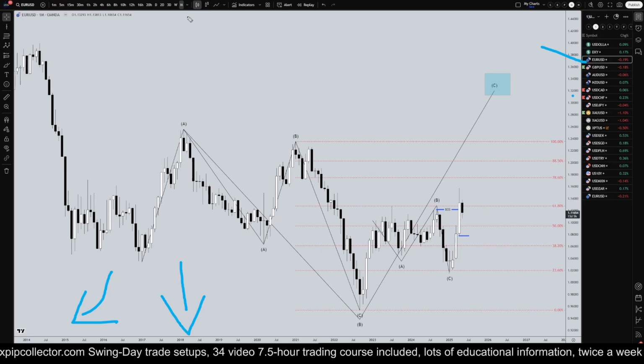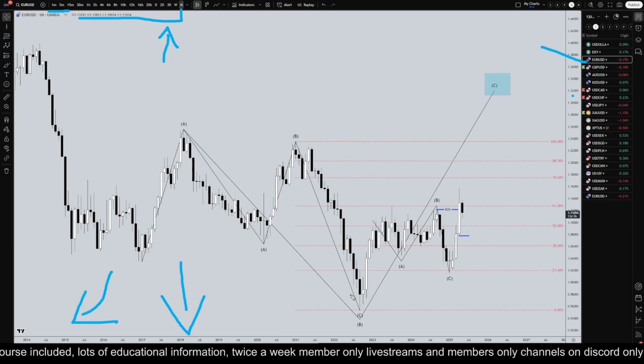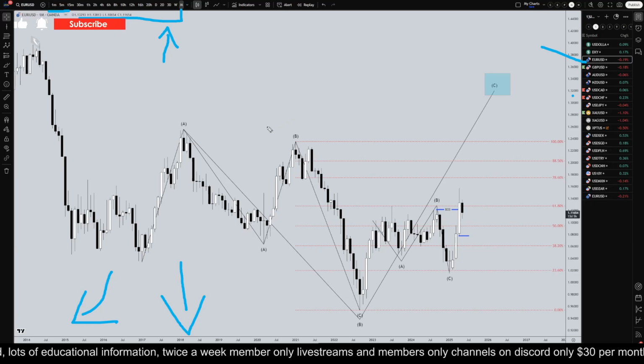So I think this top-down analysis is very, very important no matter what time frame you're trading, even if you are trading like the 1 minute, 5 minute time frame. Understanding what the very high time frames are doing is a very, very important thing with trading.